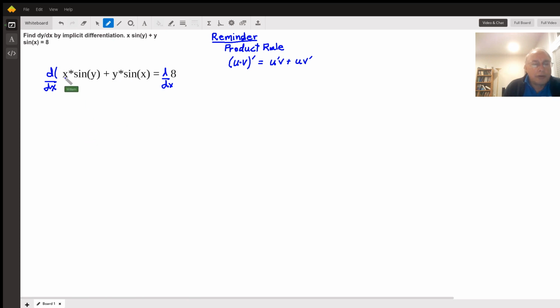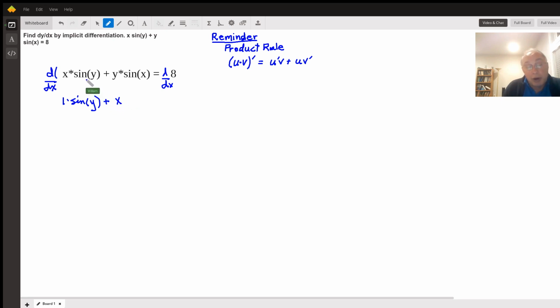To take the derivative of x times sine y, we're going to treat the x as the u and the sine y as the v. So the derivative of that is equal to the derivative of x, which is 1, times sine y, which is essentially just sine y, but I'll put the 1 there, plus x times the derivative of sine y.